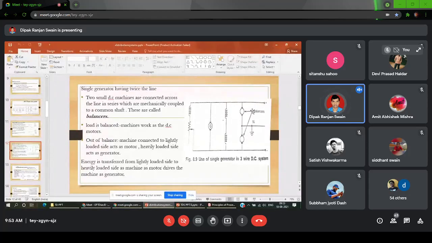Let us say on the upper half the load is less. Load is less means less current is drawn from the system. So the current on the other side will be high, and the neutral will have a current. What we need to do is increase the current demand from the lightly loaded side and decrease the current demand from the heavily loaded side. For that, this particular machine, which is lightly loaded, will behave as a motor, so that it will draw more current from the system.